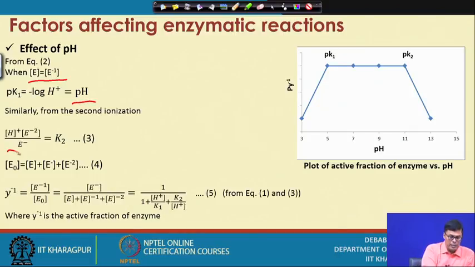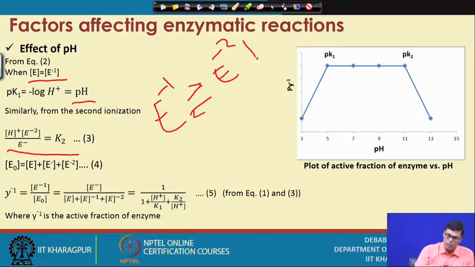And similarly, in the second step that we have, what is the second step we have? E minus 1 is plus minus, this is equal to E minus 2 plus hydrogen ion. Am I right? So we can write here that hydrogen ion concentration E minus 2 over E minus 1, this is 1 will be there, equal to K2. So this is K2, the equilibrium constant.